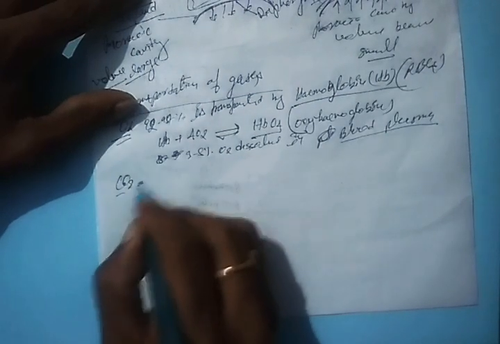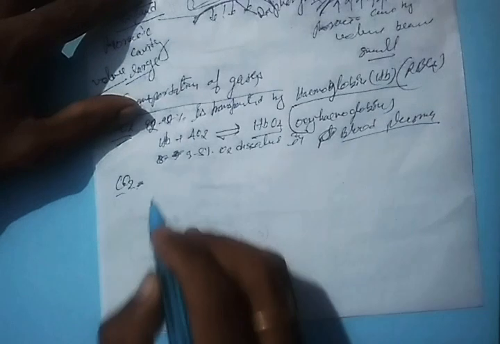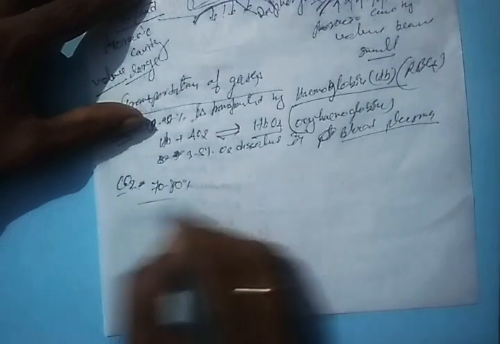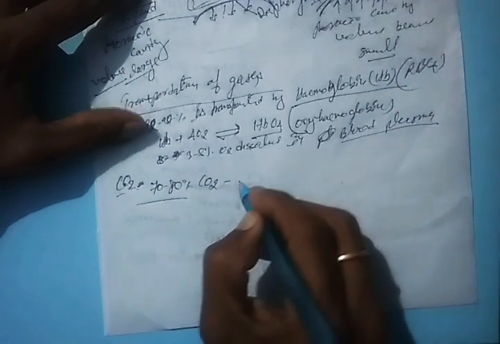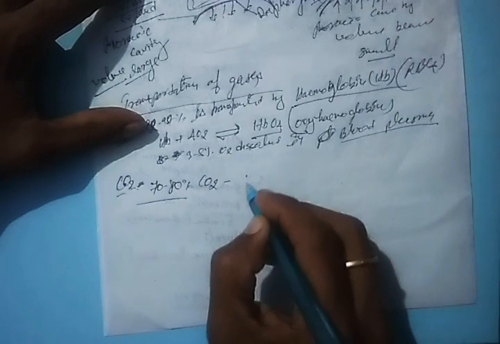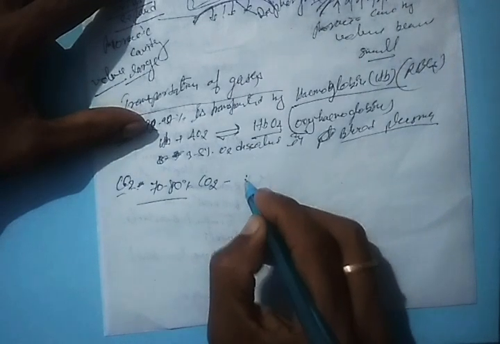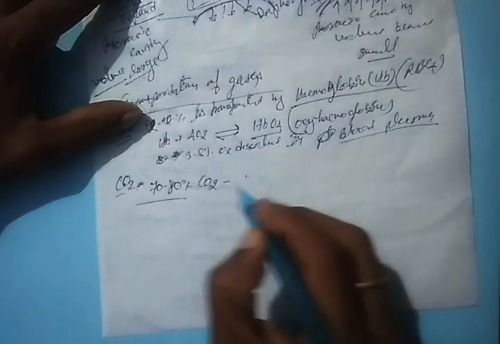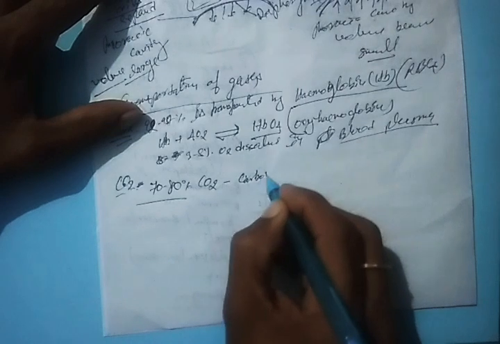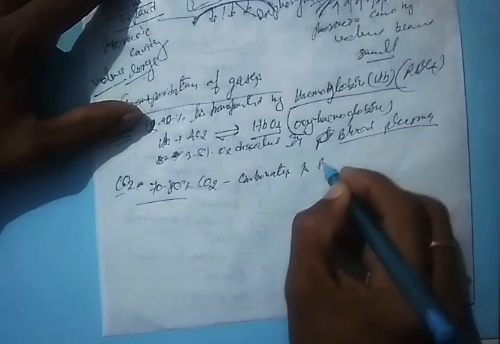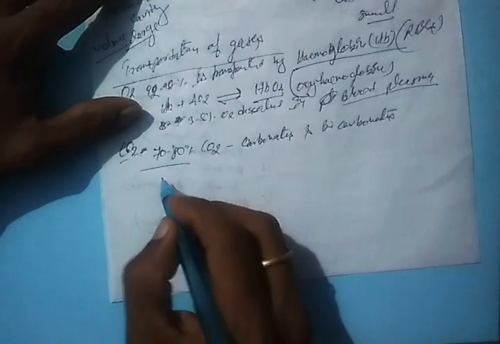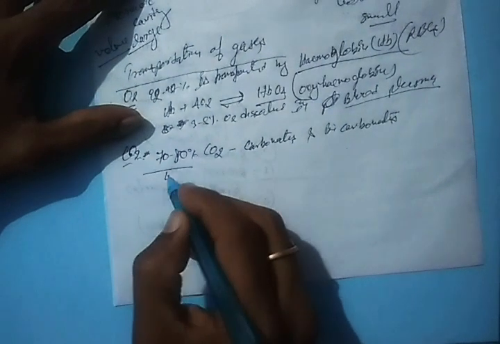About 70 to 80% carbon dioxide is transported in the form of carbonates and bicarbonates.